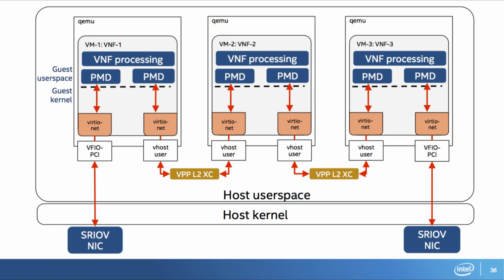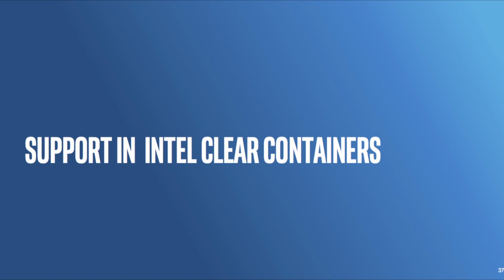On the host, the packets are then transferred between the virtual machines in user space using the VPP L2 bridge. And this is the most efficient way that you could chain the packets as compared to the previous two methods that we have seen. Now, because clear containers use virtual machines, we can construct these kind of pipelines using a combination of clear containers, SRIOV, and VPP. So we have added quite a few features in clear containers for implementing VNFs. Let's take a look at that.